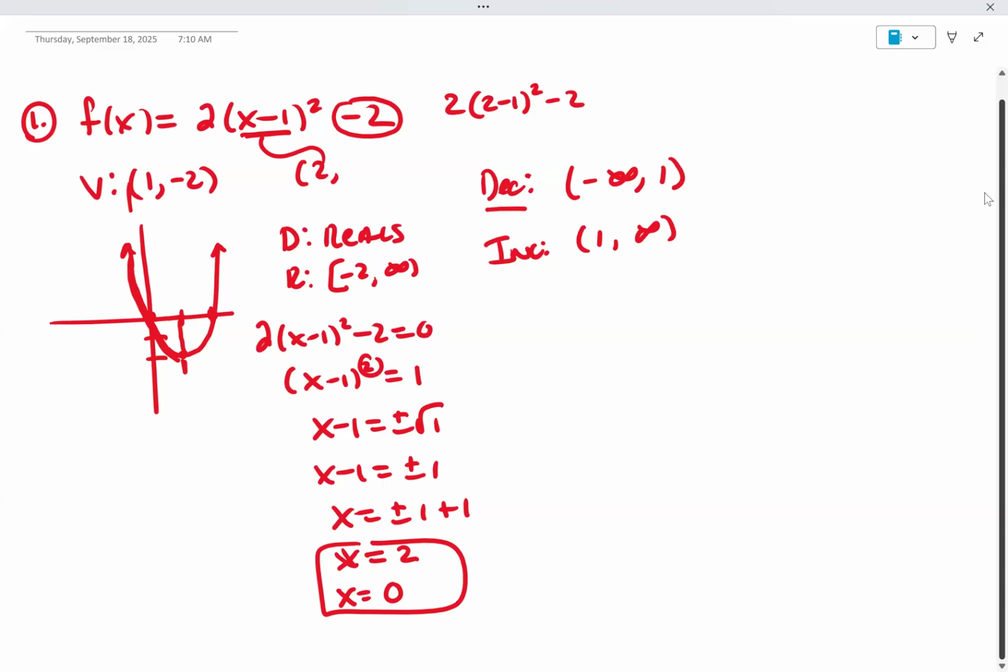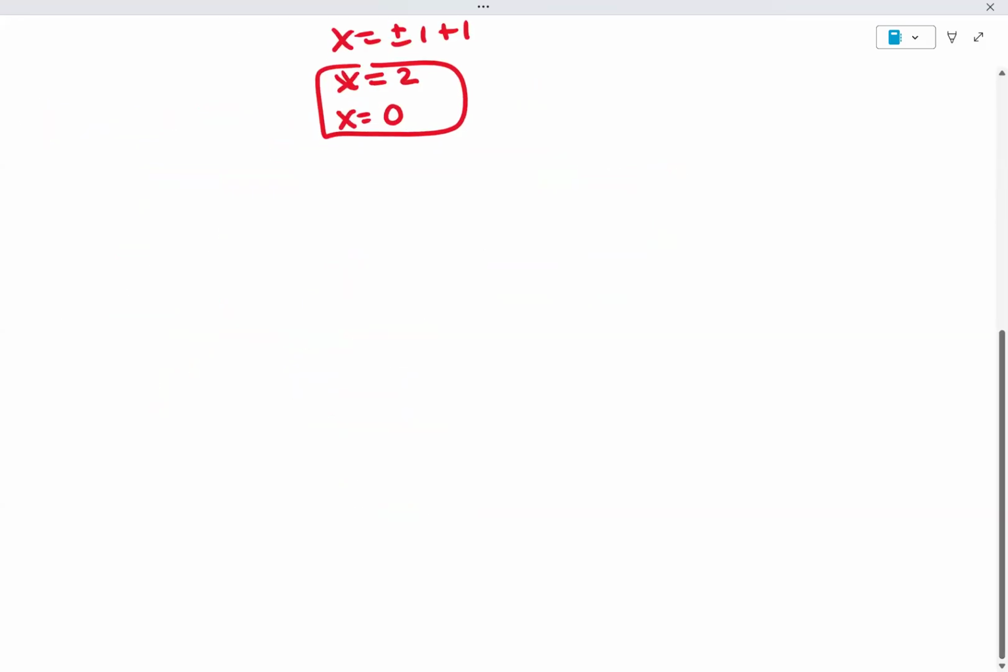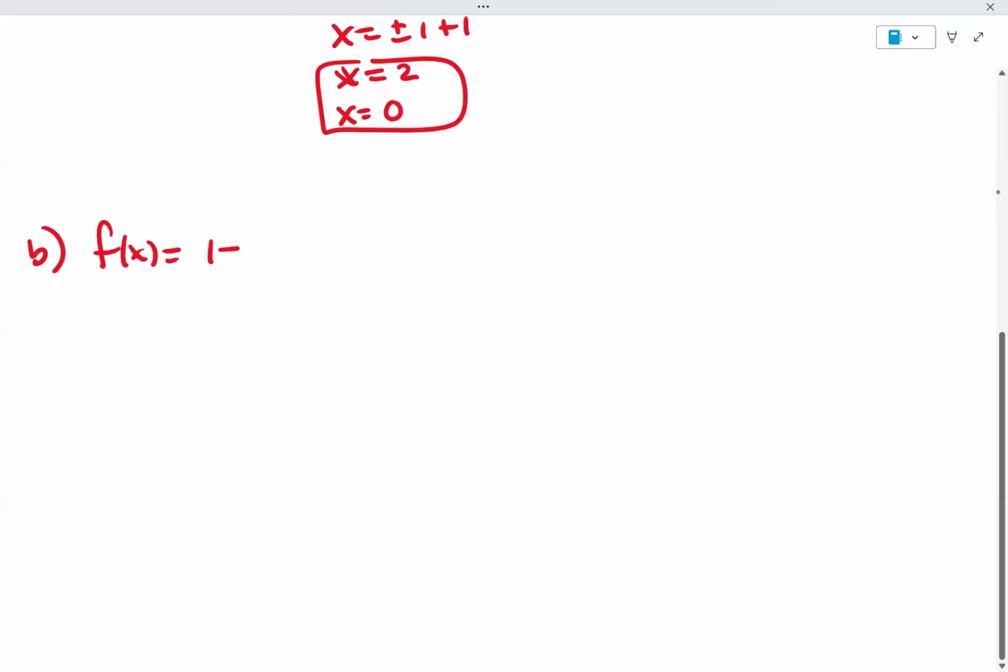Because the graph is concave up on this parabola, the y value will represent a minimum. The minimum value is a y value, and that minimum value is right here, -2. It has no maximum because the graph keeps extending to infinity. That's number 1. Part B, f of x equals 1 minus the absolute value of x minus 3.